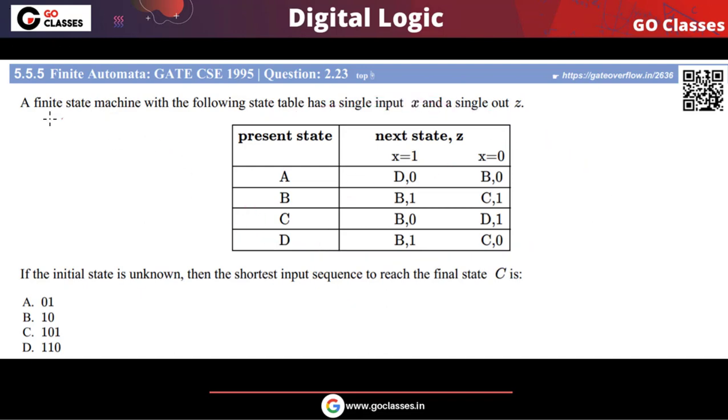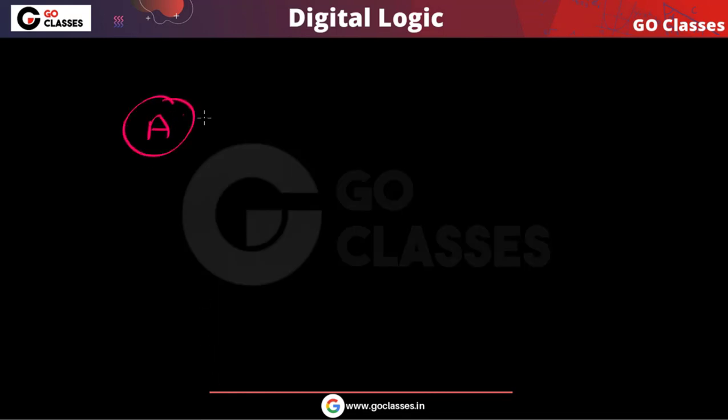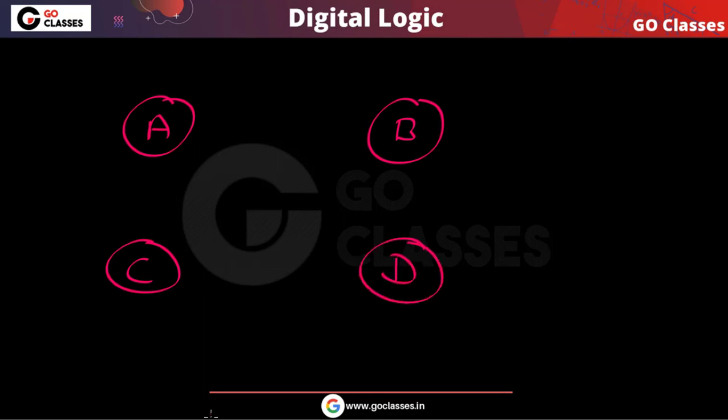Remember, I told you that a finite state machine can be represented using a state table or a state diagram. But the state diagram actually gives you more intuition. So first, from this state table, you create the state diagram. How can we create it? In this state table, you can notice there are four states. So first let me create four states: state A, state B, state C and state D.